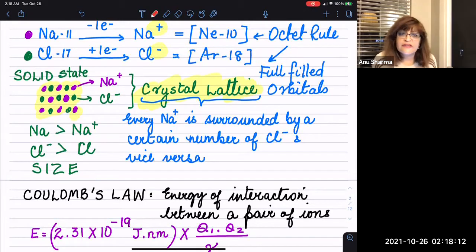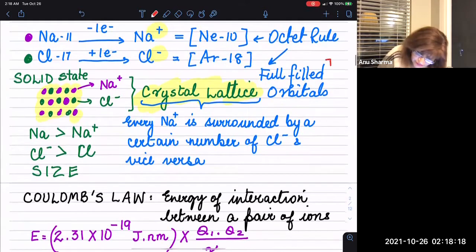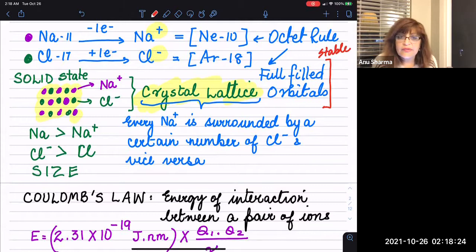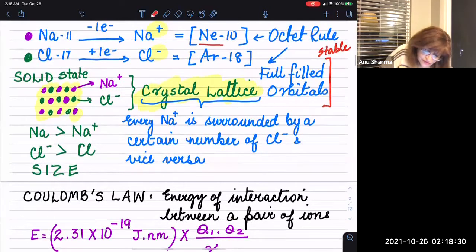Once it gets rid of that 1 electron, it is left with full filled orbitals, which are more stable. So we already covered that in the previous chapter. The full filled orbitals are more stable. Okay, so that is the reason why it gets rid of that. This is a noble gas configuration. That's what it wants. It's happy with that.